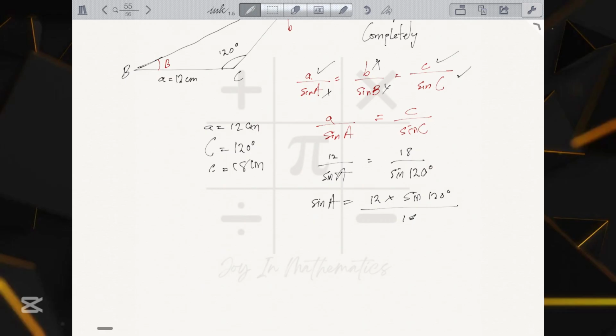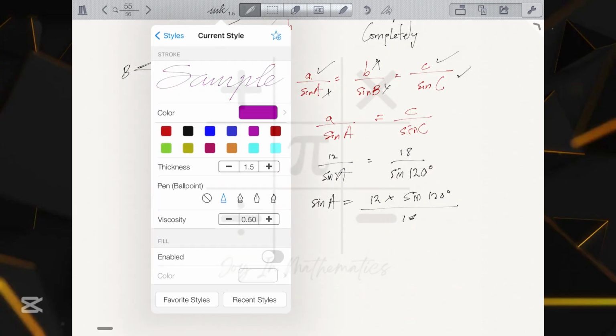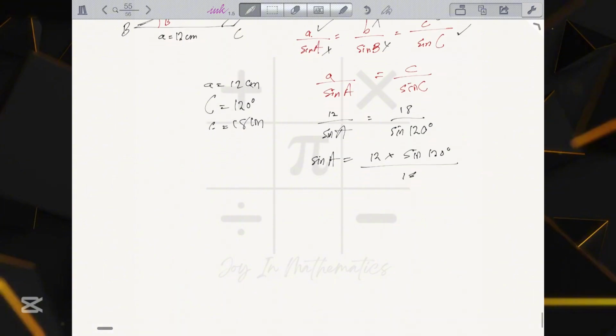Now, when we look at sine 120 degrees, what pops up in your head? Okay, let me show you what should pop up in your head. We'll have the quadrants, where we know that all of sine, cosine, and tangent are positive in the first quadrant. Only sine is positive in the second quadrant, only tangent is positive in the third quadrant, and only cosine is positive in the fourth quadrant.